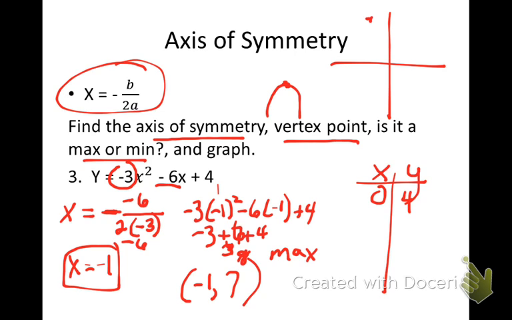So 0, 4 is going to be here, and then you can use that idea of symmetry. You know you're going to have an ordered pair. This was 1 to the right of the vertex. You're going to have 1 to the left of it, the same distance, so it'll be right there. So I probably ought to put a 1 in also. If I put a 1 in, I'm going to get negative 3 minus 6 plus 4. So negative 3 minus 6 is negative 9 plus 4 would give me negative 5. So 1, negative 5 is going to be way down here. So now we can go to the next page and graph these things.